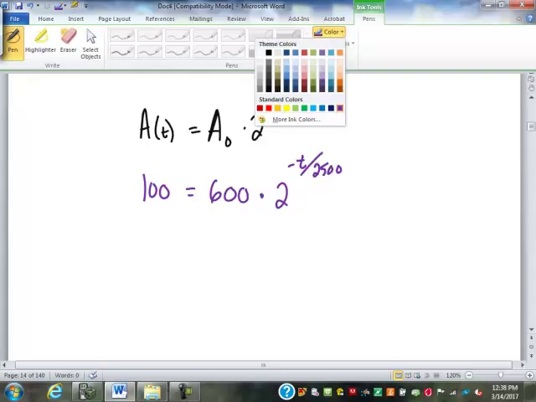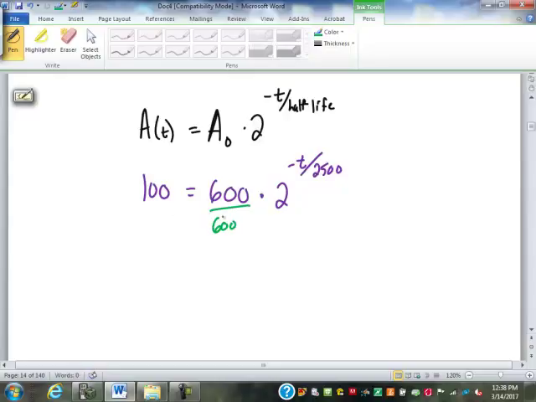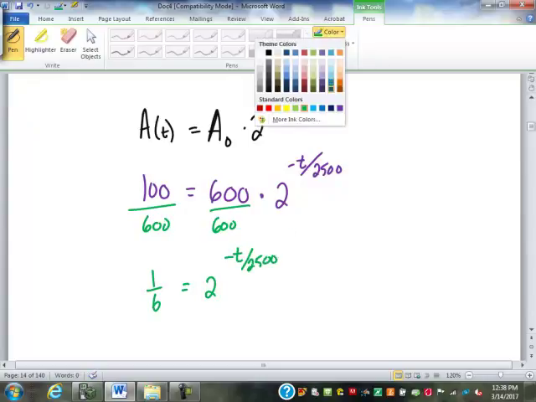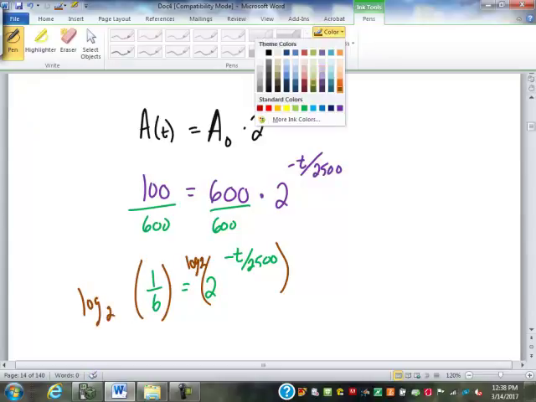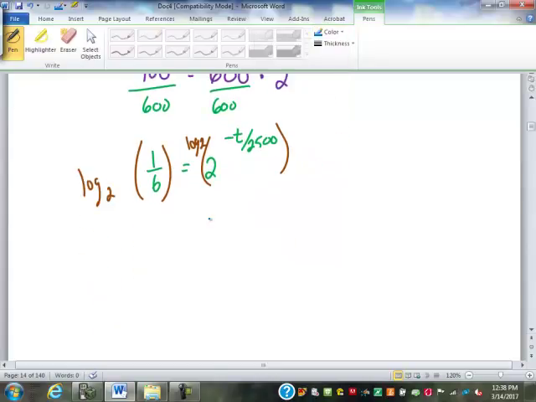So to solve this, our first step is going to be to divide by the 600. Now I'm going to leave that as just 1/6. Now most of what we've done has either been 10 to the power of or e to the power of. This one is 2 to the power of, which means we need a log base 2. Our calculator does not have a log base 2 button, so to perform that, we do the change of base.